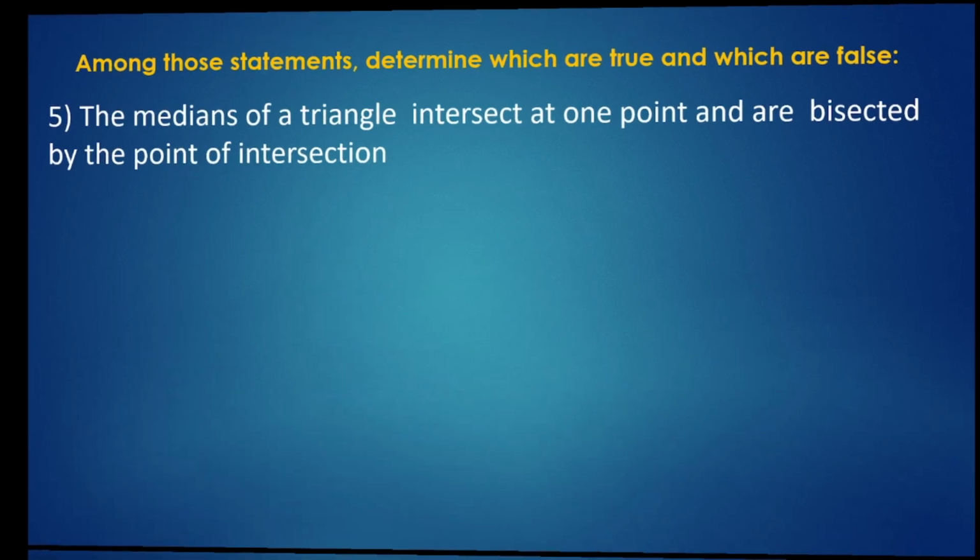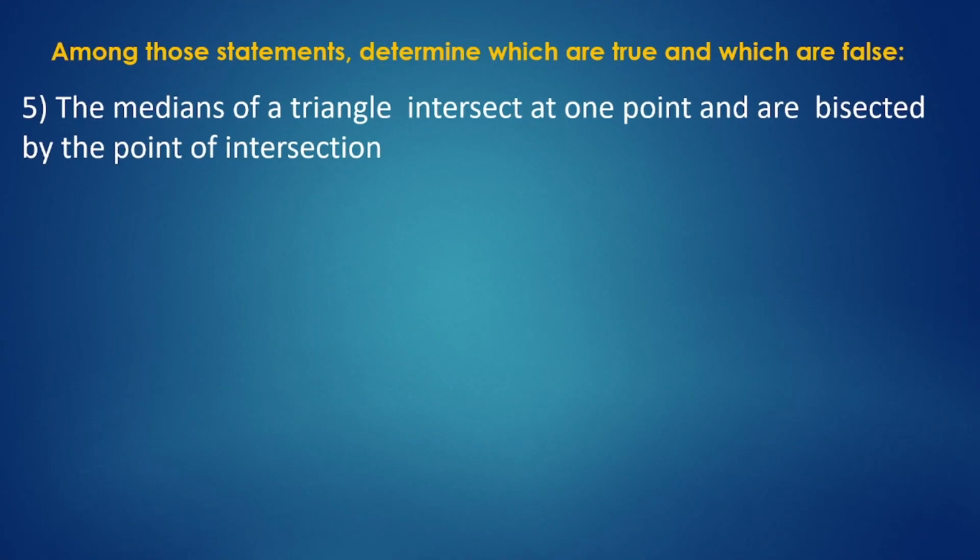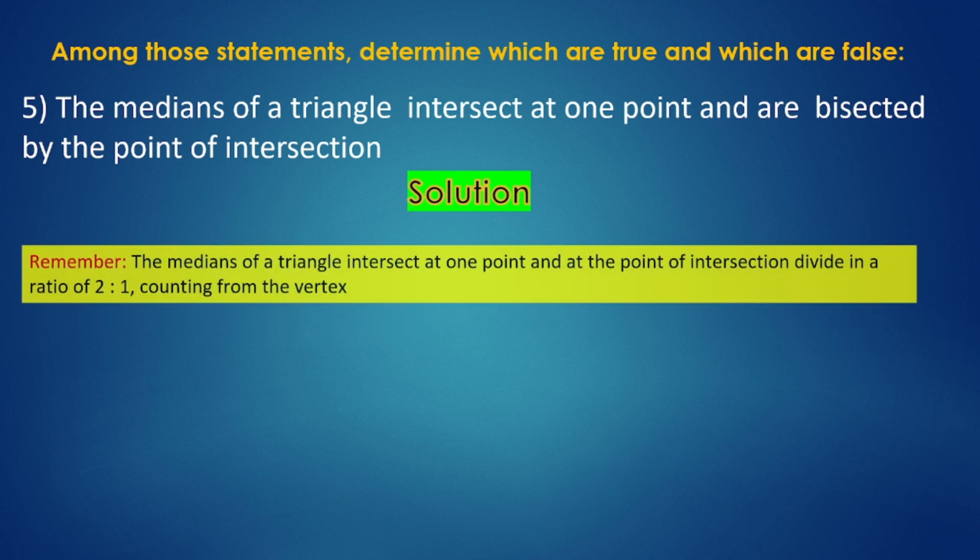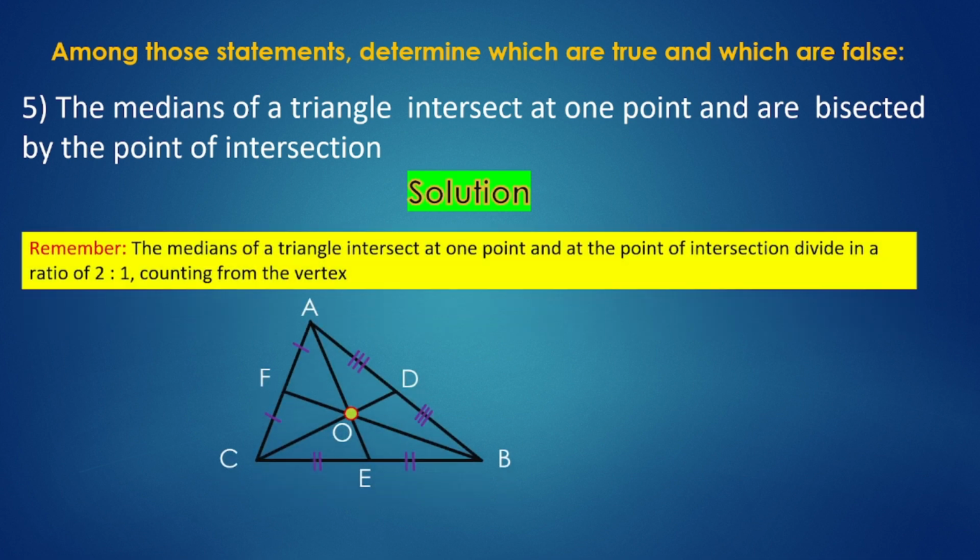5. The medians of a triangle intersect at one point, and the point of intersection divides them in half. False. They are divided in the ratio 2:1 counting from the vertex. Remember this. Do you see what a misleading statement this is? One could fall for it, look at it, and think, wow, what a nice claim. No, not a nice one. No, that's it. The answer is no.